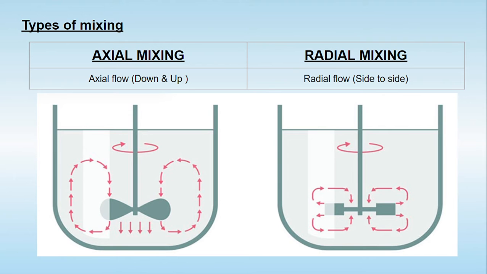Here there are two types of mixing: the first is called axial mixing and the second radial mixing. As shown in this diagram, axial mixing works on the axial flow, so it goes down and then up, an up and down movement. While radial mixing mixes from side to side.